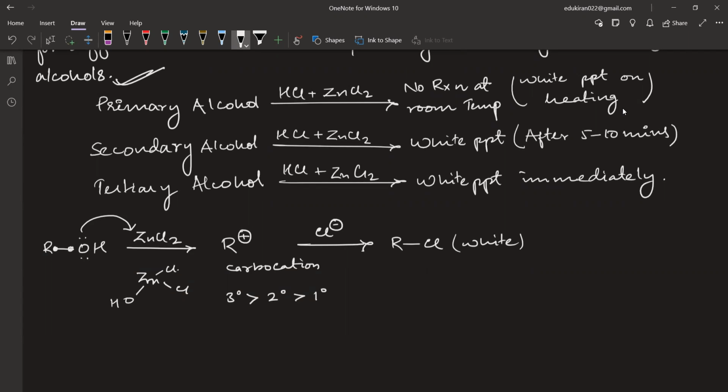So why does secondary alcohol form white PPT after 5 to 10 minutes? It is slow, na? It will be slow because secondary alcohol will give a secondary carbocation, and secondary carbocation is not as stable as the tertiary one. So it will form slowly. And if it is forming slowly, then the further reaction will also be slow. Got it? Yes, sir.